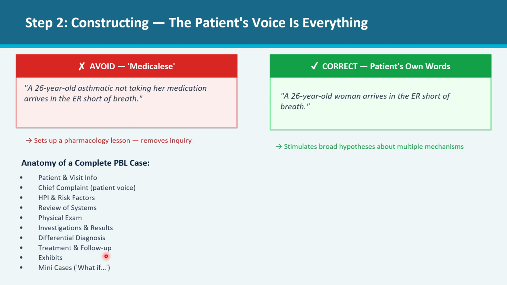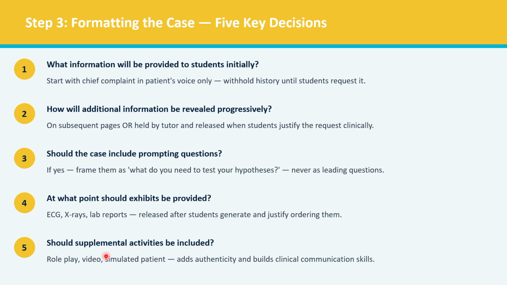So we start with planning, then construction of the case. The third phase is formatting of the case. And we can use these 5 key decisions. What information will be provided to the student? How will additional information be revealed progressively? Should the case scenario include prompting questions? If yes, frame them. For example, what do you need to test your hypothesis?